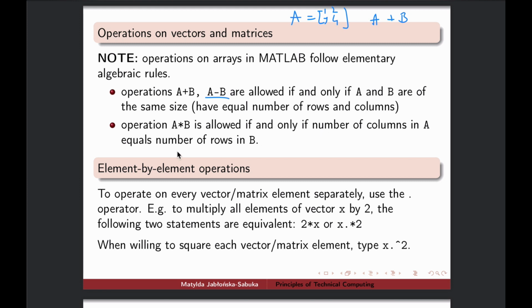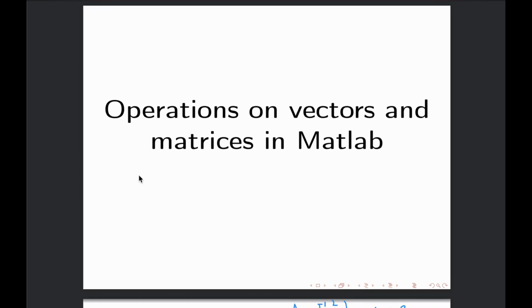However, multiplication is a bit more tricky, because in matrix algebra, multiplication needs very specific arrangements. I will use the previous slide here. So if we have matrix A, and let's say 1, 2, 3, 4, 5, 6, then this one is 3 by 2, and it can only be multiplied with a matrix which has the same number of rows as this one has columns.